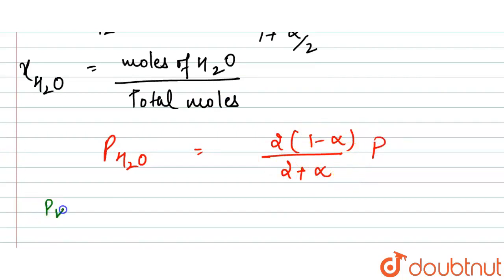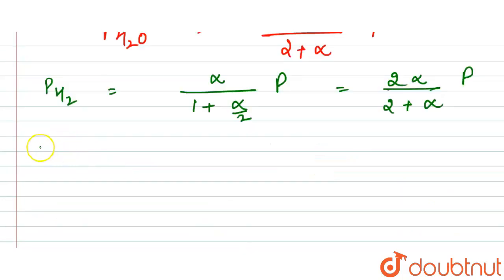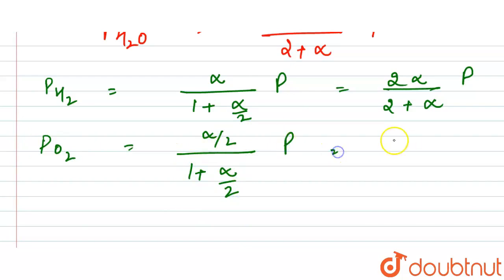Similarly, we can calculate for H2. It will be alpha upon 1 plus alpha by 2, times P, that is 2 alpha upon 2 plus alpha, times P. And for the partial pressure of O2, we have alpha by 2 upon 1 plus alpha by 2, times P. So here it will be alpha upon 2 plus alpha, times P.